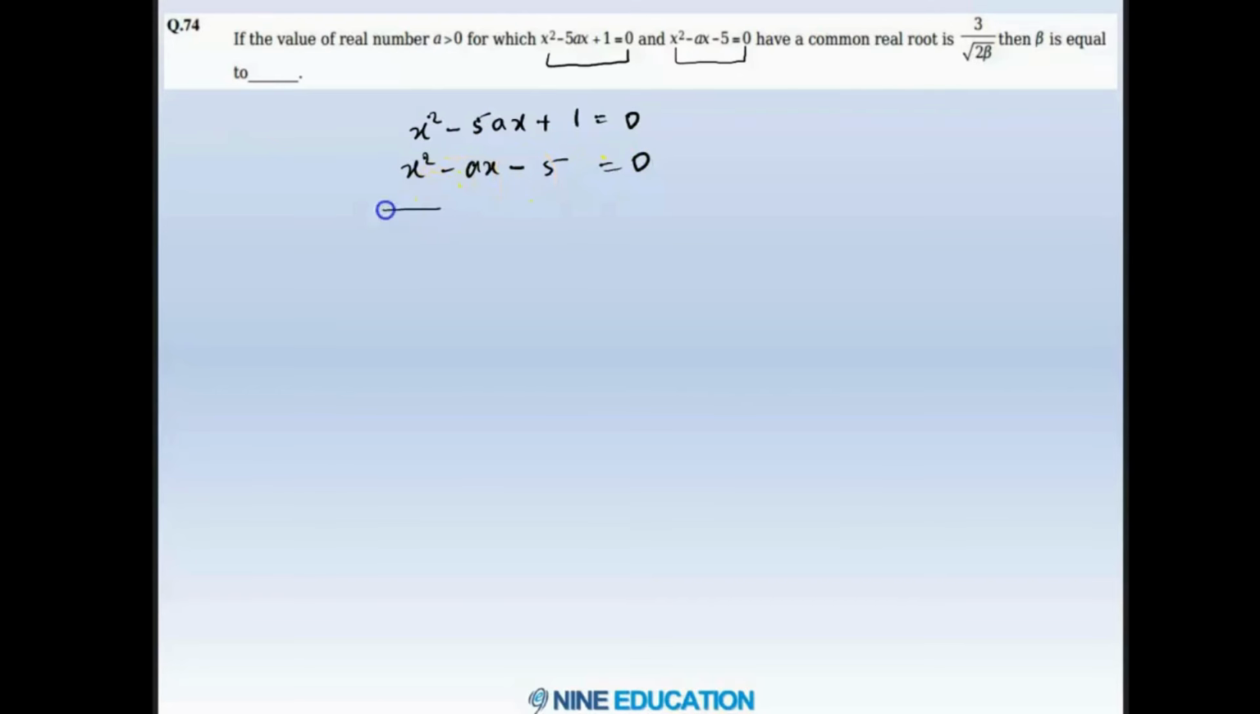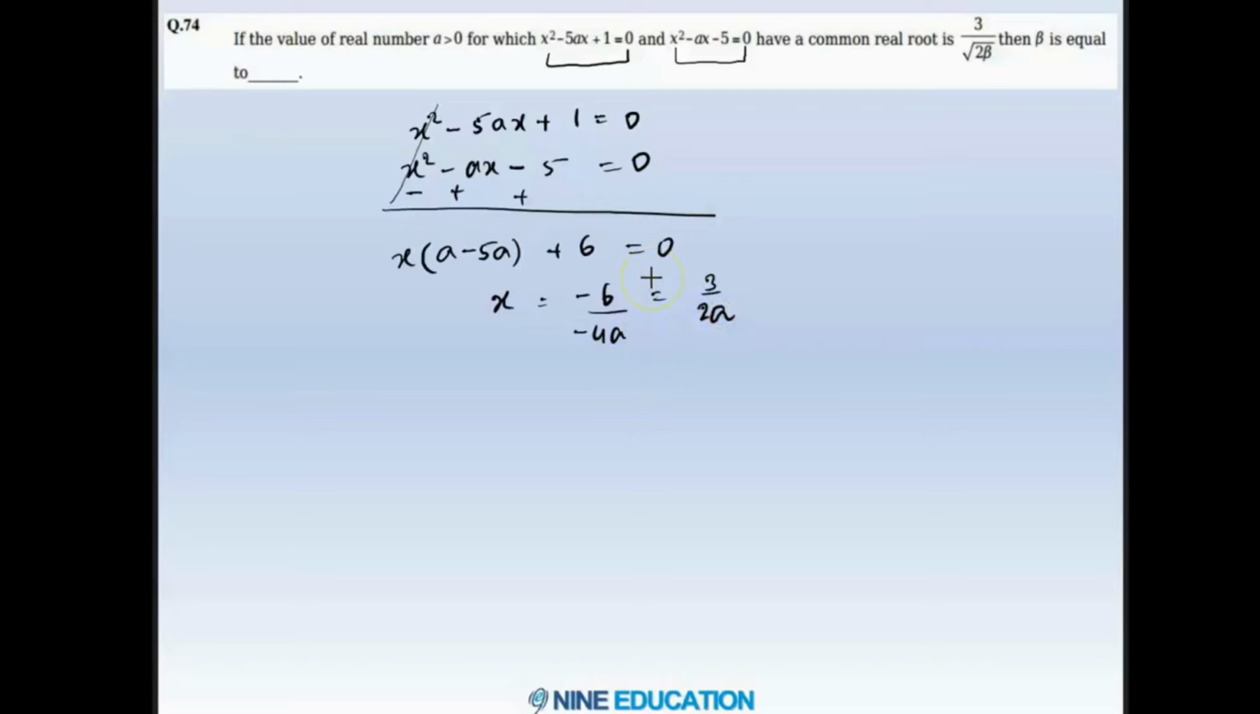So let's subtract the equations. So this will be x square minus x square cancelled, and we are left with x common, a minus 5a, and then 5 plus 1, basically we are getting 6, that is equal to 0. So x value will be getting minus 6 by minus 4a, which is basically 3 by 2a. So this common root must satisfy the given quadratic equation.